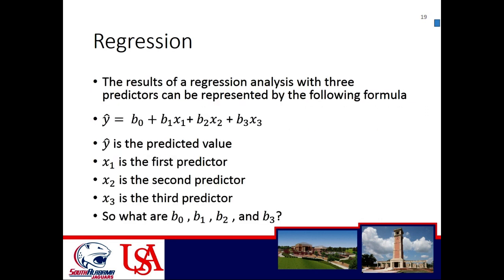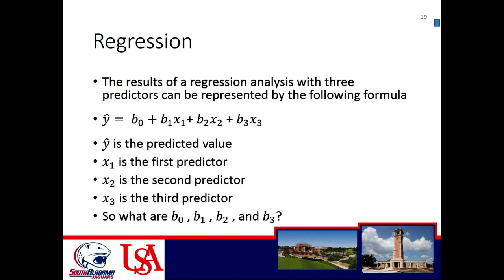Okay, so if you get that, let's continue. The results of a regression analysis with three predictors can be represented by the following formula. This is just an example. If we had three predictors, what would our regression equation look like? It looks very similar to what we looked at before with one predictor. We still have y hat, which is the predicted value, and then we have x1, which is the first predictor, x2, which is the second predictor, and x3, which is the third predictor.